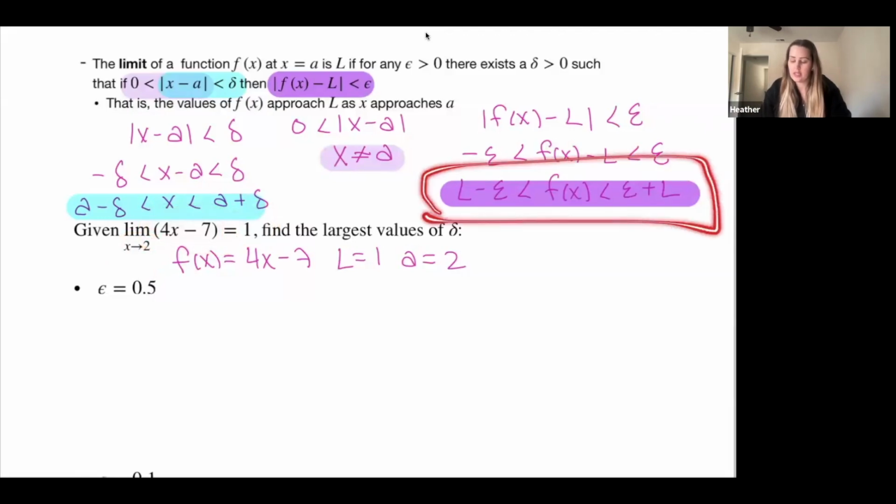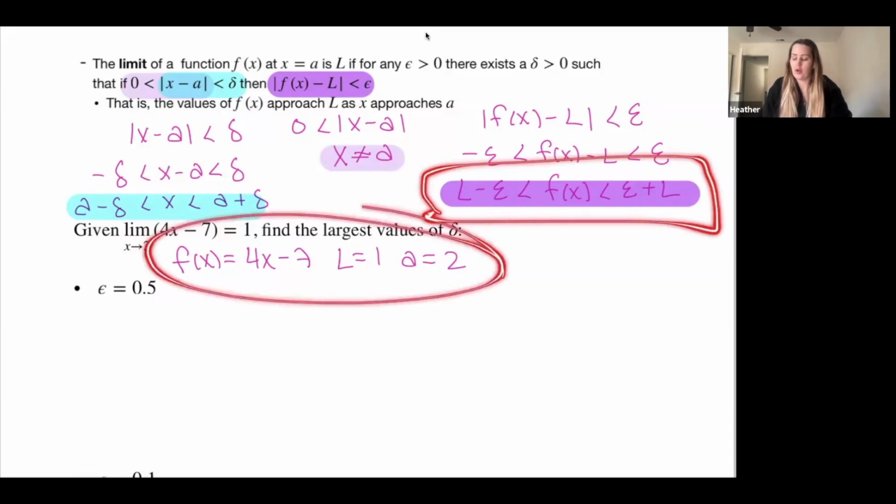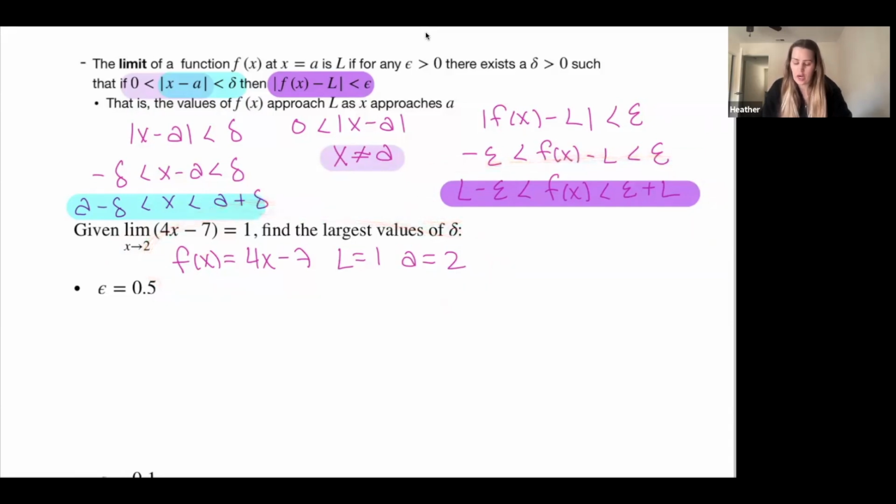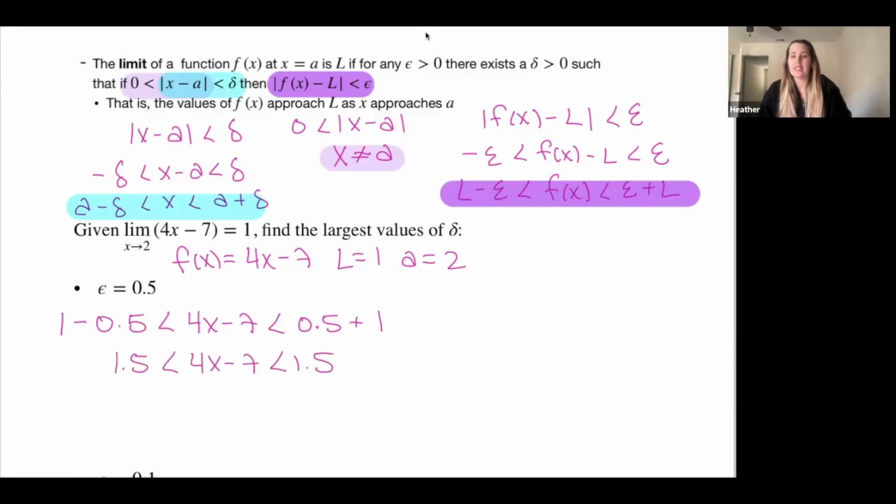We're first going to use this piece here, but instead of L's and epsilons and f of x's, I am going to plug in everything I know. So I got 1, which is L, minus epsilon, which is 0.5. It's less than f of x, 4x minus 7, and then epsilon 0.5 again, and L is 1 again. So let's just clean it up. I got 1.5 here, adding 7 to each side. I'm going to add 7 and divide by 4 in one step, only because I don't have any space, as usual. So let's just go ahead and do it all at once.